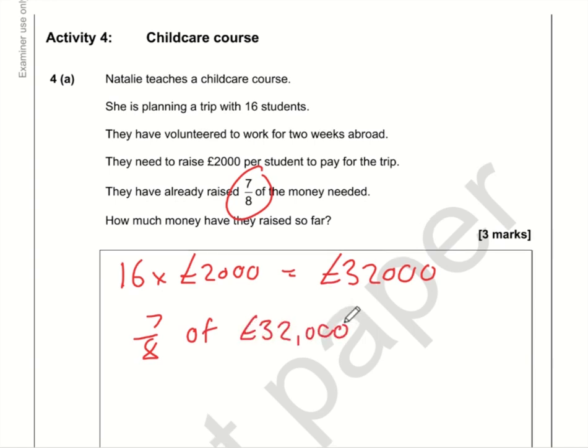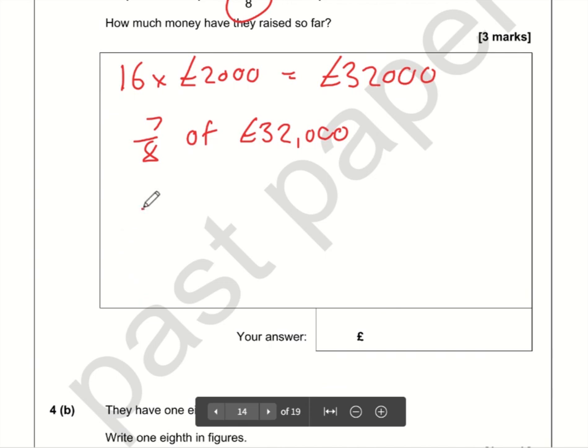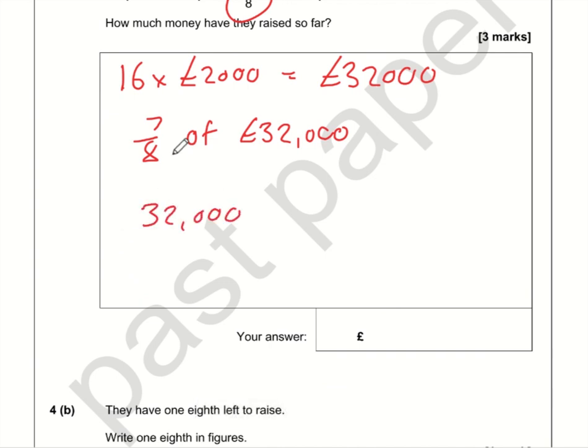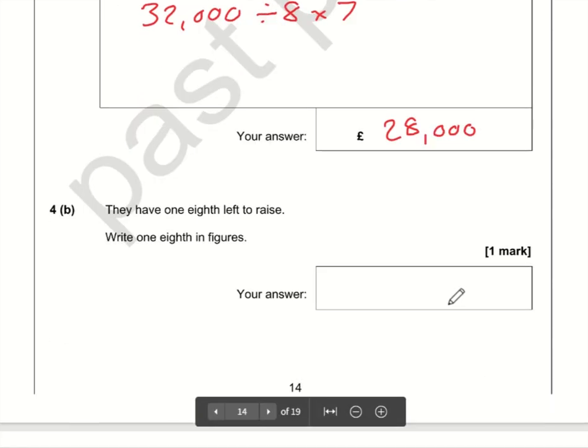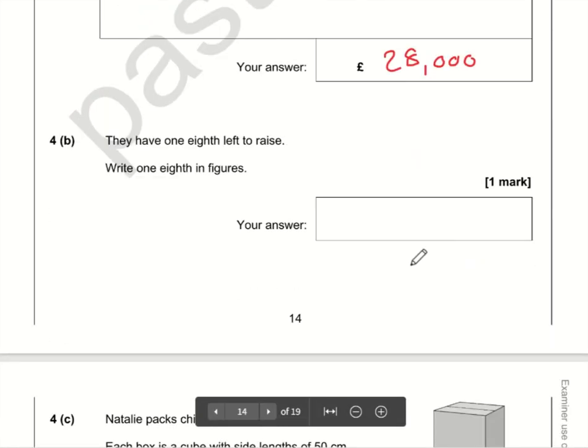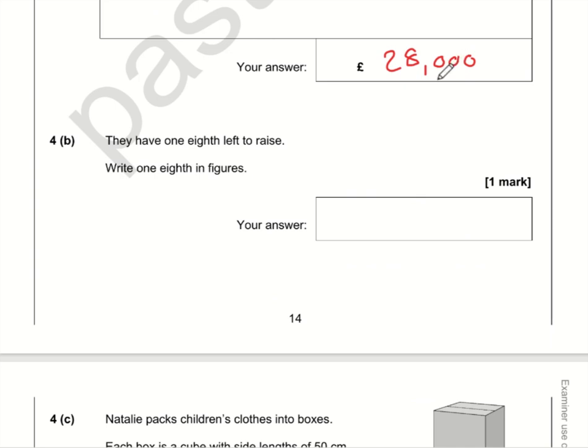So here we're working out a fraction of a total. So what we need to do is we take our total, we divide it by the number on the bottom, and then we multiply it by the number on the top. And 32,000 divided by 8 multiplied by 7 comes to £28,000. They have 1/8 left to raise. Write 1/8 in figures. Well, 1/8 is just 1/8.